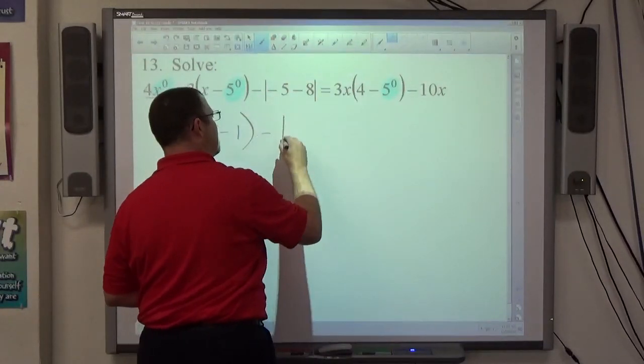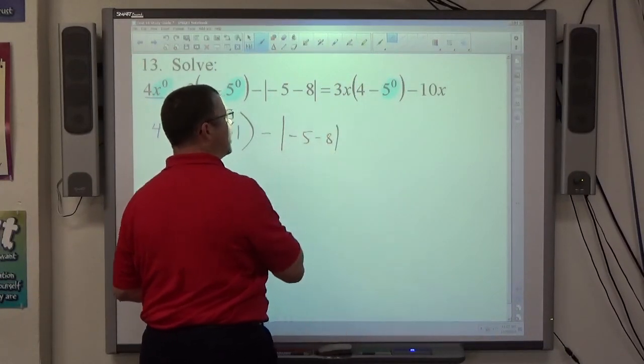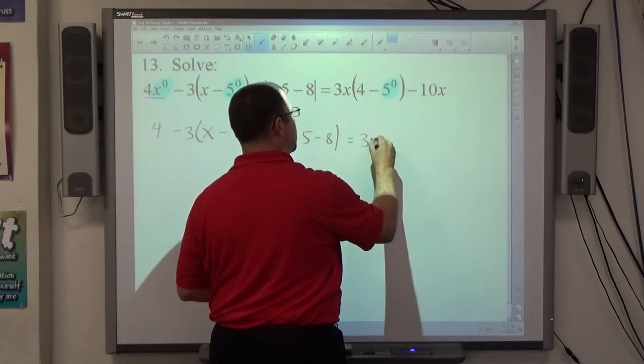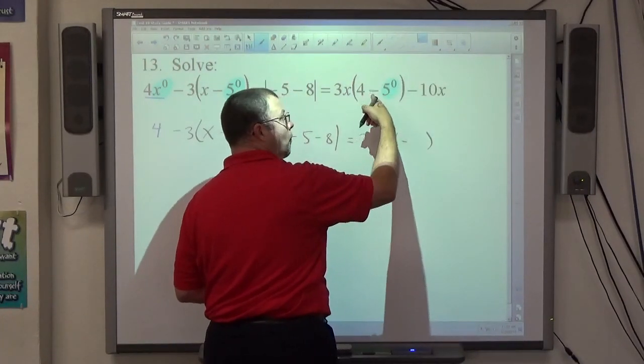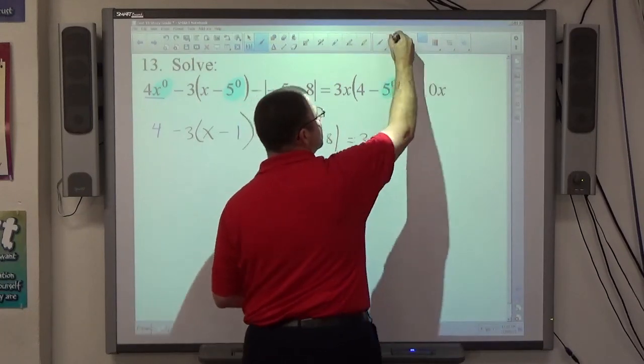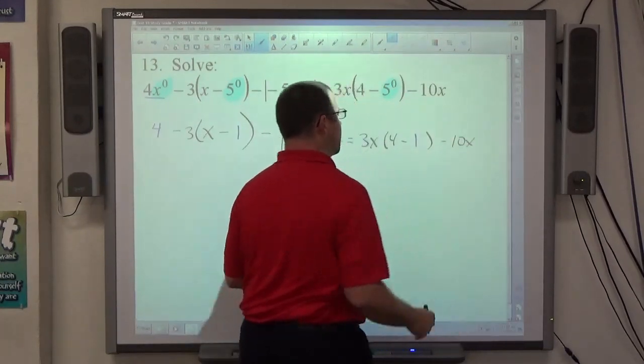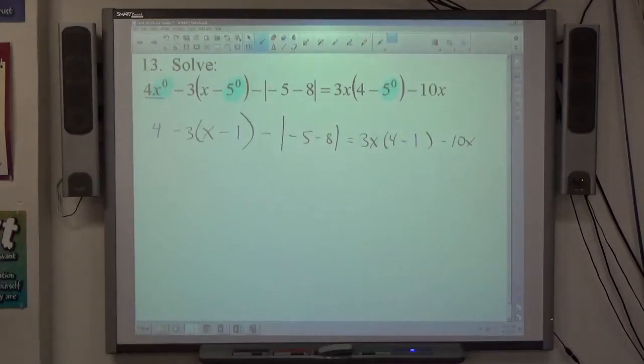I got minus the absolute value of negative 5 minus 8. We'll deal with that next. Equals 3x times 4 minus 5 to the 0 power. Again, it's 4 minus 1. Minus 1 matters. Minus 10x. So if we deal with all the 0 powers, we get ourselves to this point. What's in blue is what the 0 power stuff ended up creating.